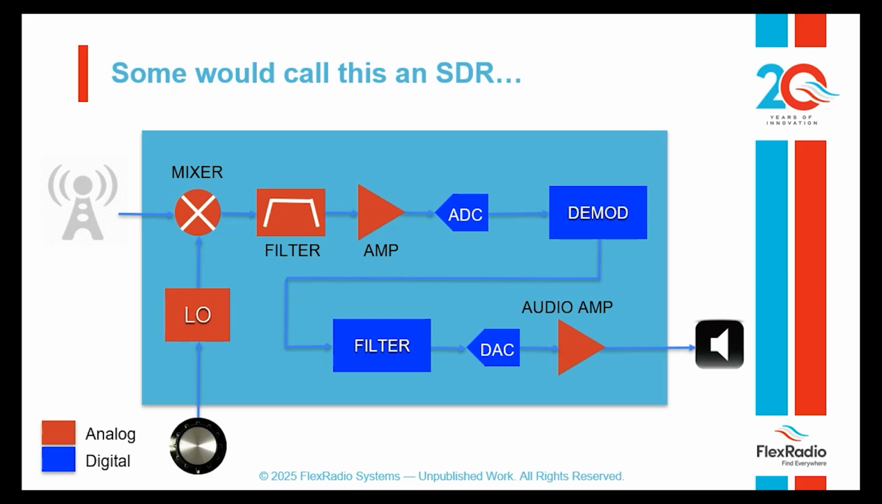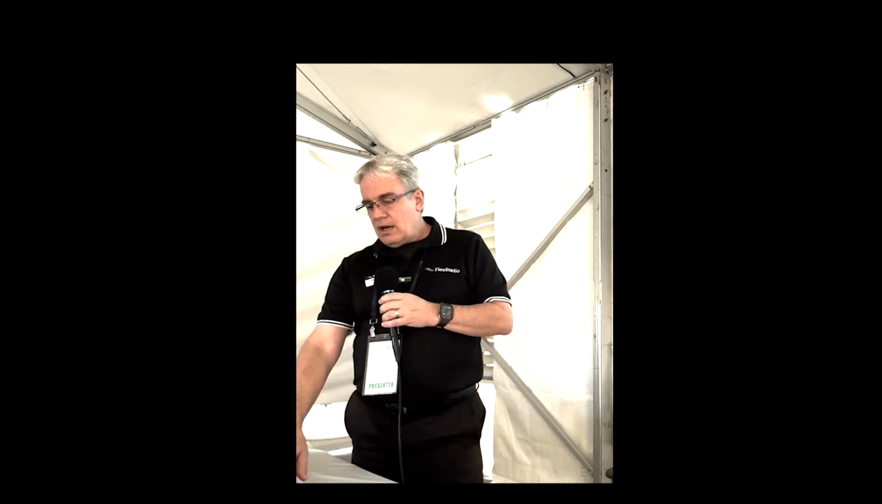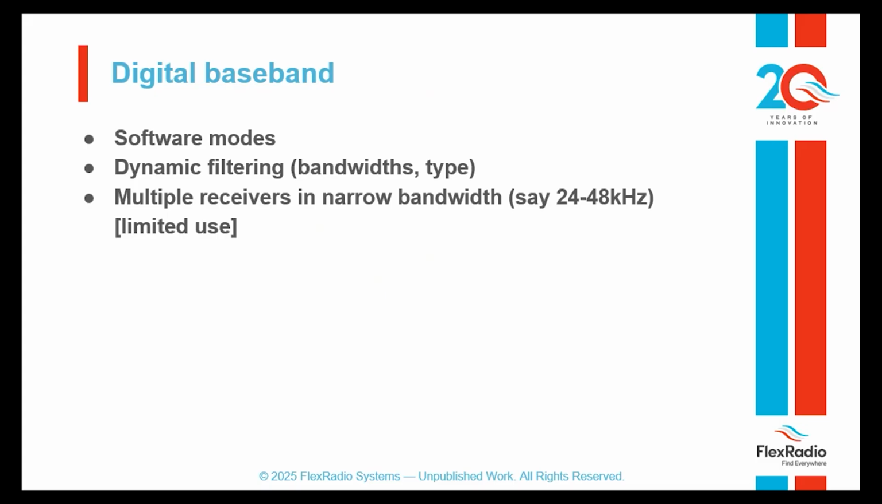So now this allows us to change the modulation scheme and some of those sorts of things. So you get modes you can base on software, you can get dynamic filtering out of this where you can adjust the filtering bandwidth and the type of filtering. You could put multiple receivers in a fairly narrow bandwidth, which would be your IF bandwidth. There are some manufacturers that have done that, and there are some novel names for doing that.